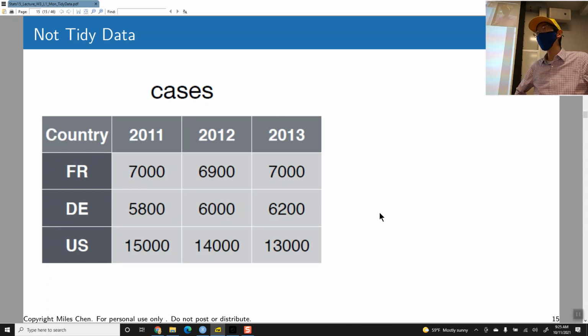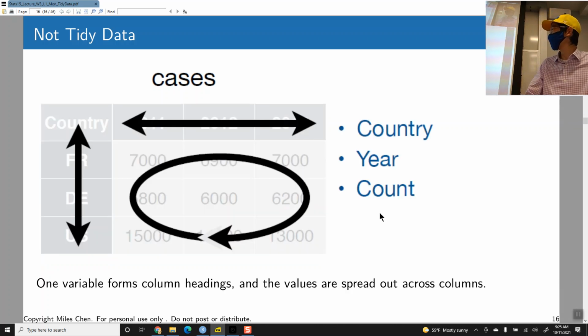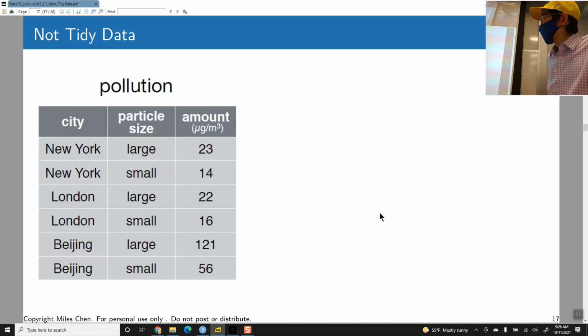Country is one of the variables. Years. The year, and the third one, the number of cases, right? So you've got the country, the year in which we recorded the data, and the case count, okay? And the case count is spread out. So we don't have one column for each variable. One of the variables forms column headings, and then the values are spread out across the columns, okay?